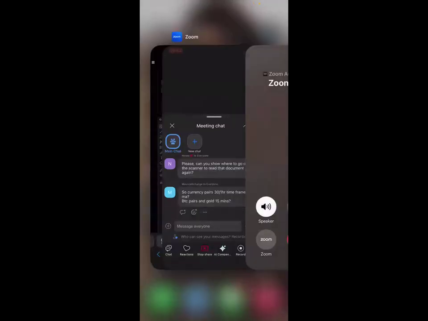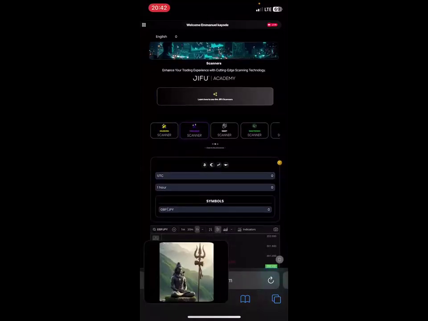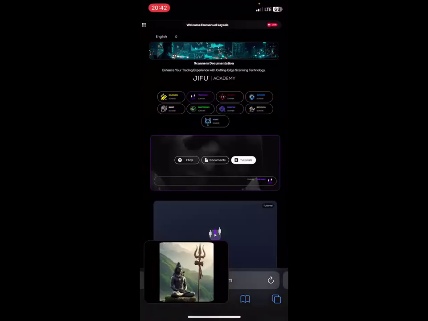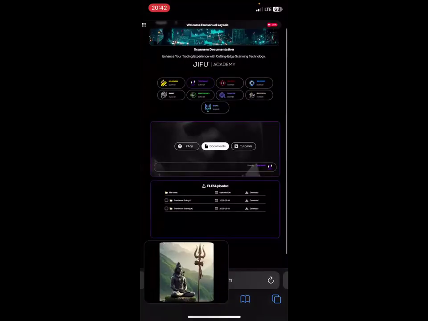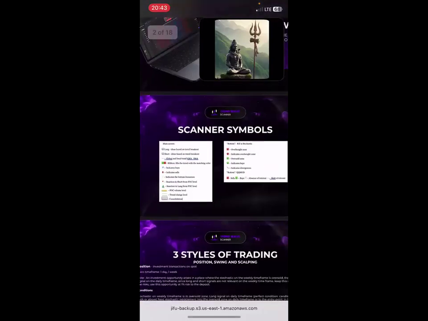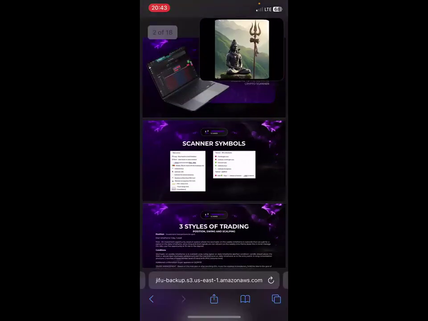Now, I'm going to show you one last time how to get that document. Once you log in to your scanner like this, you click on learn to use the JIFU scanner. Once you click on it, you can see it is marked Trendwave. Then you click on documents. Once you click on documents, the second one, you click on download. So these are the symbols. Once you can identify them on your scanner, you are good to go.